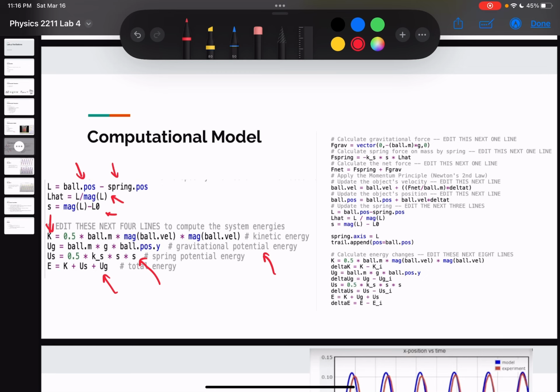And then we have F grav total, basically 0, negative mg, 0, right? And then F spring, F net, which is both of them combined. And then we're going to have the position update, so ball velocity equals ball velocity initial plus F net over ball mass times delta T, and then the position update formula, and then the L updating. Sorry, not L hat, it's going to update L, or the magnitude of L, so L minus L naught, the spring compression or extension. And then we're going to calculate these energies again.